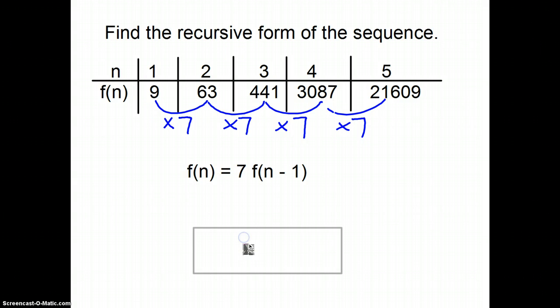So we would have f(n) equals 7 times f(n) take away 1. Remember, this f(n) take away 1 is the previous number, whatever it may be. It's the previous number, previous term.